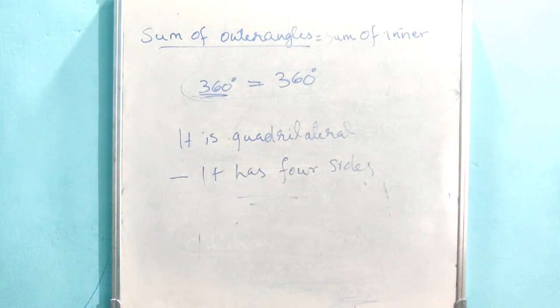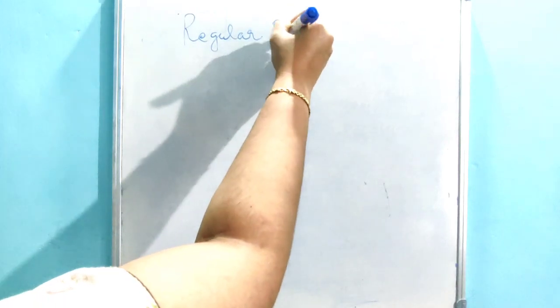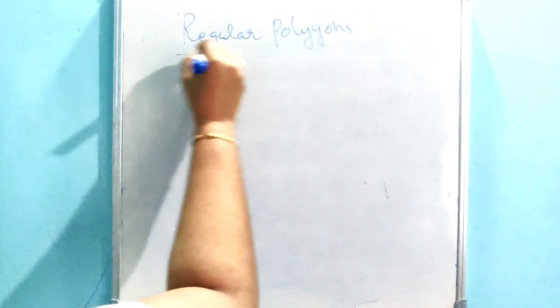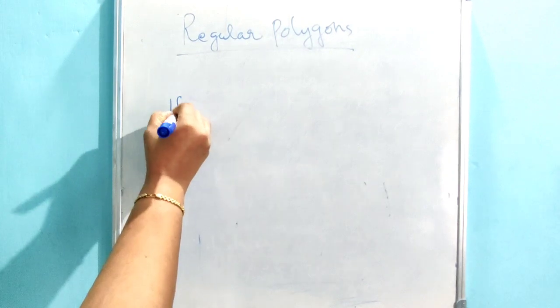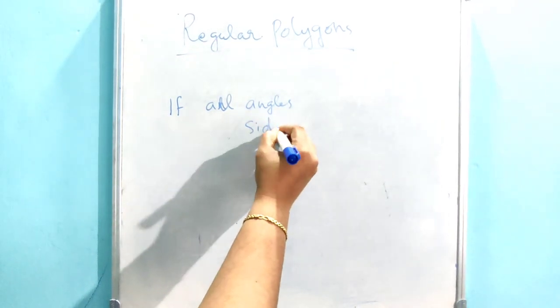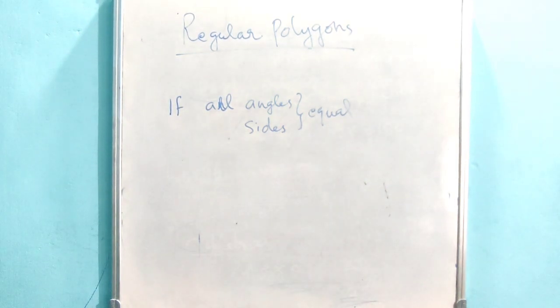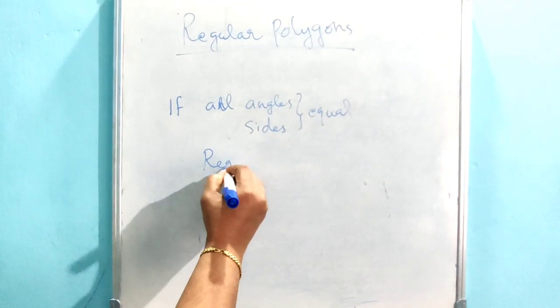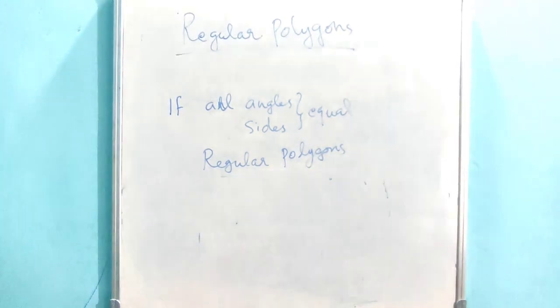Okay, children. Our next topic is regular polygons. What do you mean by a regular polygon? In a polygon, if all angles and all sides are equal, it is called a regular polygon.